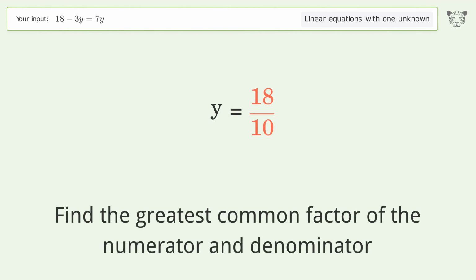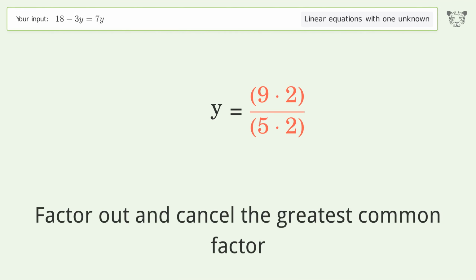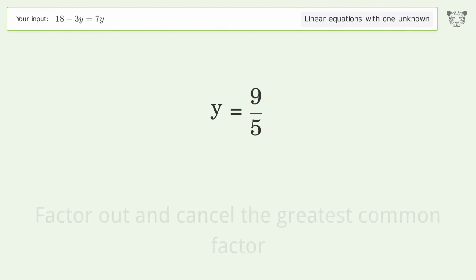Find the greatest common factor of the numerator and denominator. Factor out and cancel the greatest common factor. And so the final result is y equals 9/5.